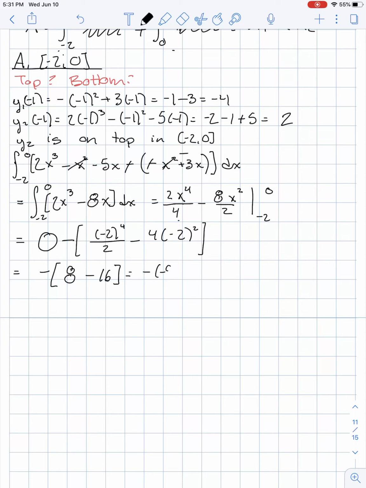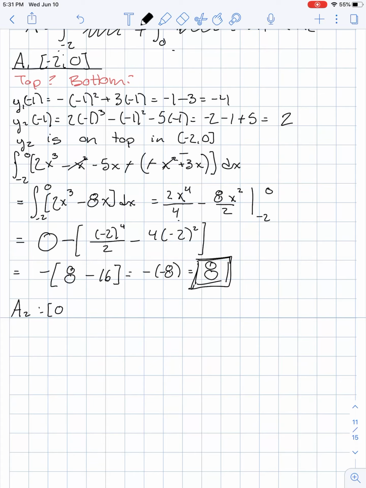So this is going to equal negative 8, which is just 8. Great. That's a simple enough number that I'm confident in it. All right, so that was area 1. Now we're moving on to area 2.